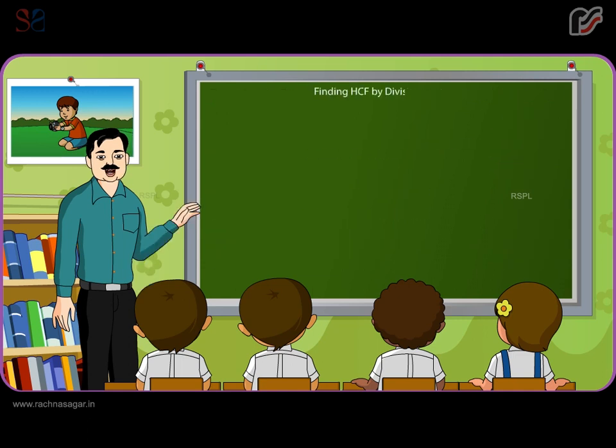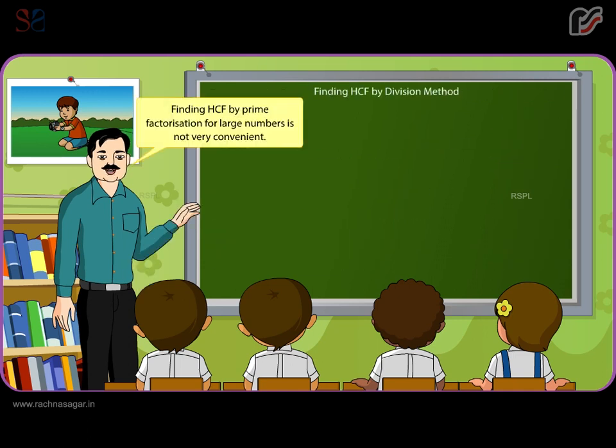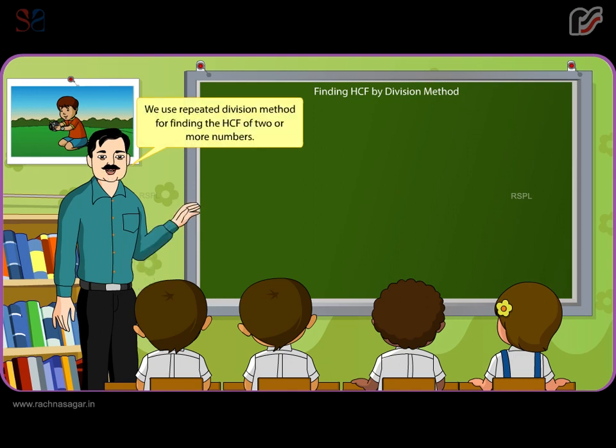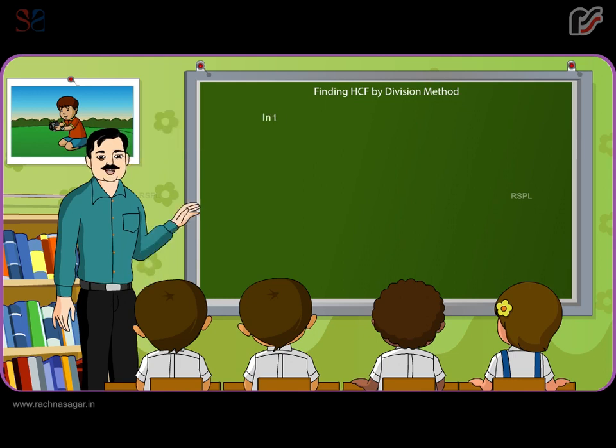Finding HCF by division method. Finding HCF by prime factorization for large numbers is not very convenient. The method of long division is more useful for large numbers. We use the repeated division method for finding the HCF of two or more numbers. In this method, we follow these steps.